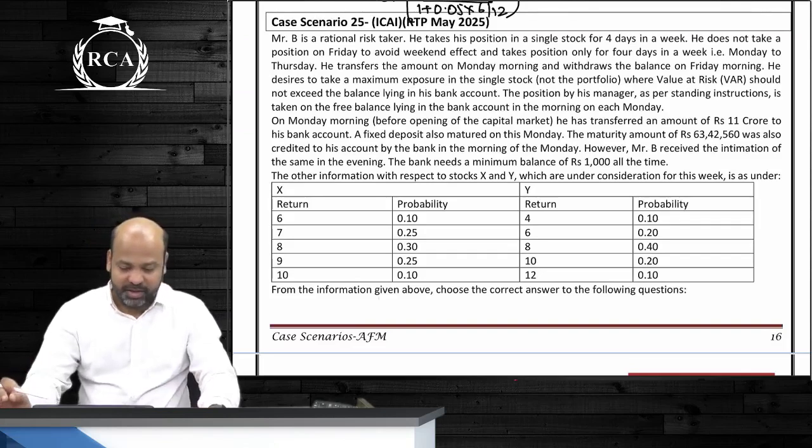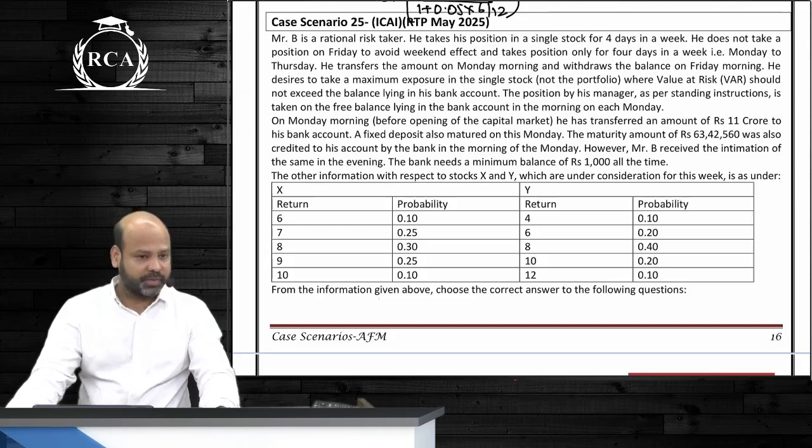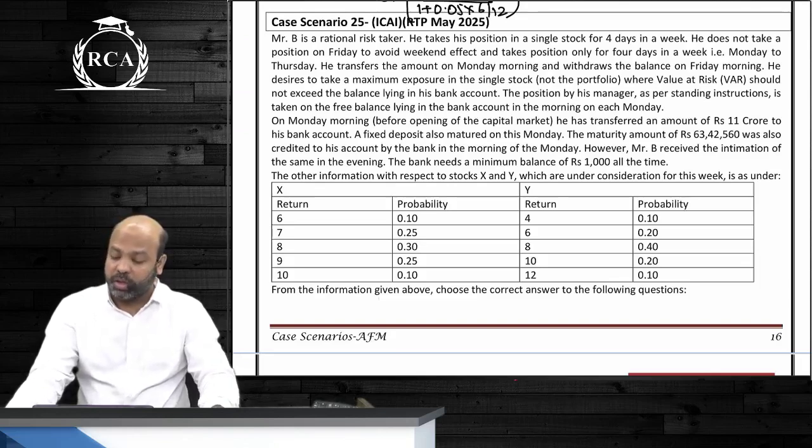P guess होता, बोल के हाँ. And takes position only for 4 days in a week, that is Monday to Thursday. He transfers the amount on Monday morning and withdraws the balance on Friday morning. He desires to take maximum exposure in a single stock, where value at risk should not exceed the balance lying in his account. कुछ याद आया, करे थे?